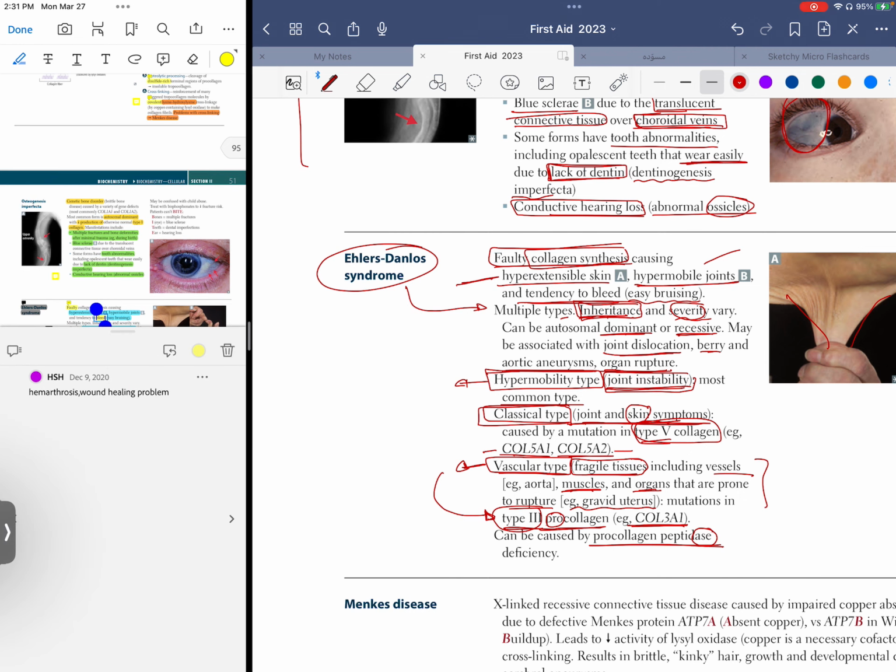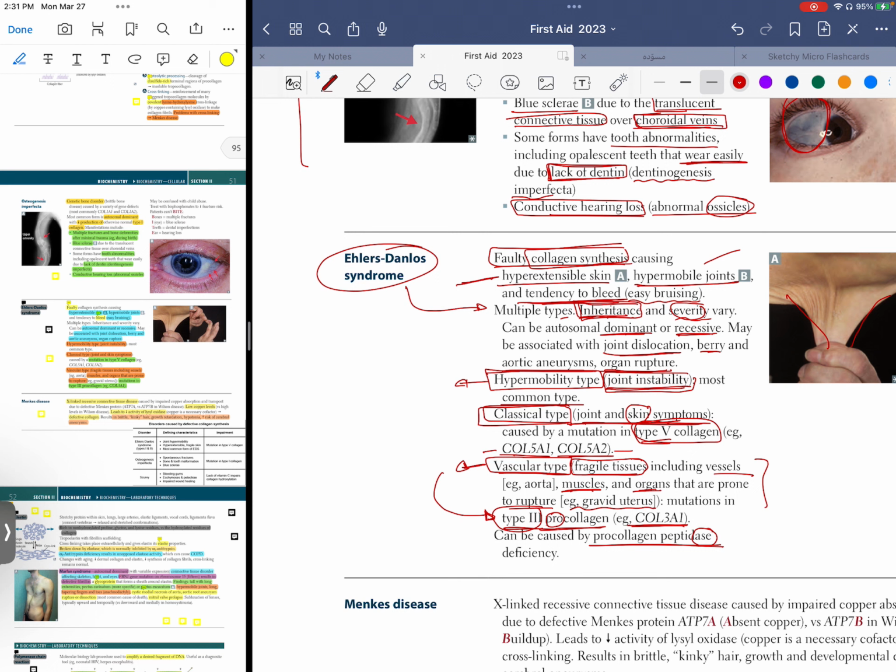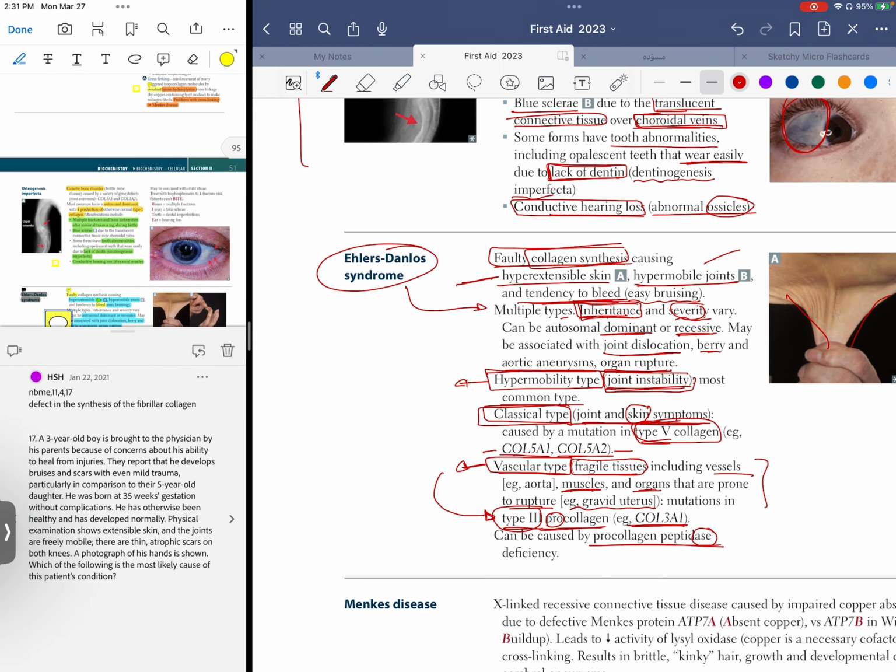And we said that it may have a tendency to bleed. If it affects the vessels, then it may cause hemarthroses and wound healing problems. So hemarthroses is just blood within the synovial space, like within the joints. So that's hemarthroses, and it may also cause wound healing problems. One more thing over here is the different synthesis of fibrillar collagen.